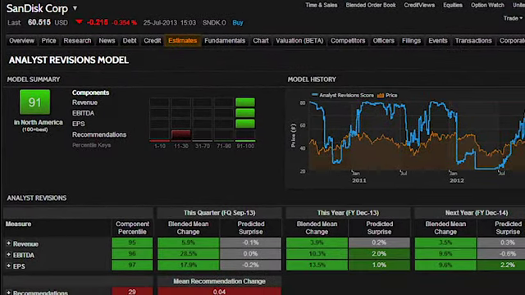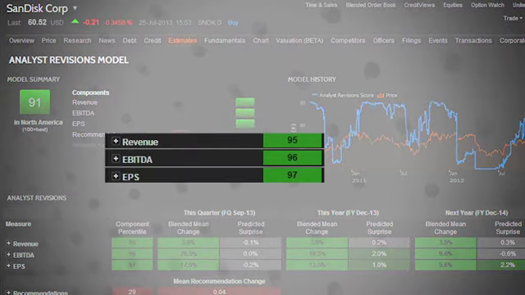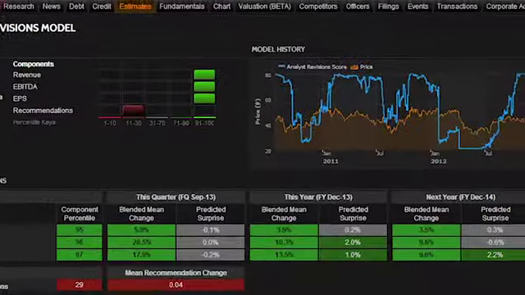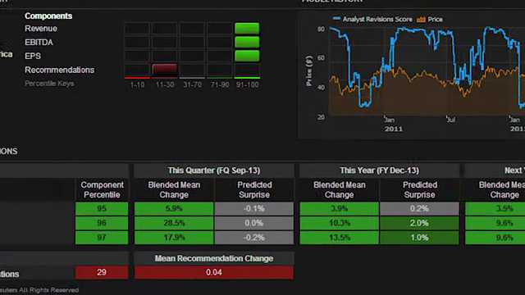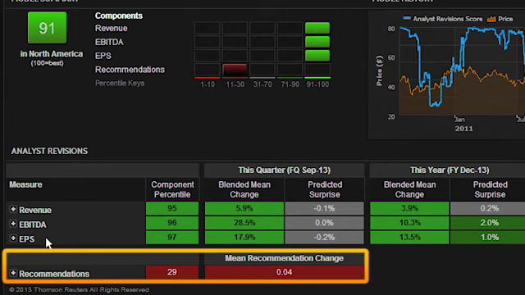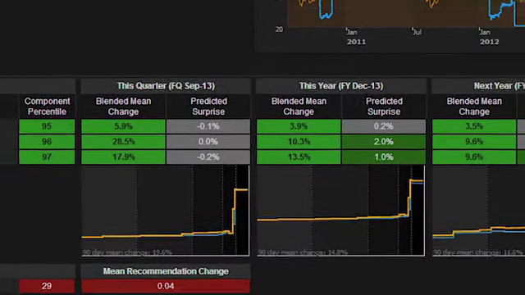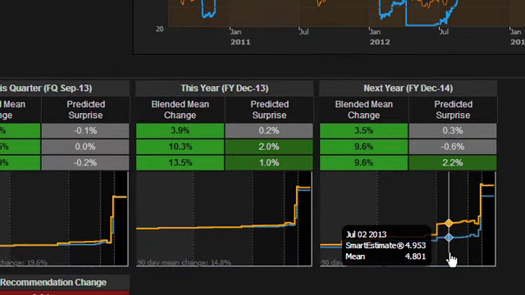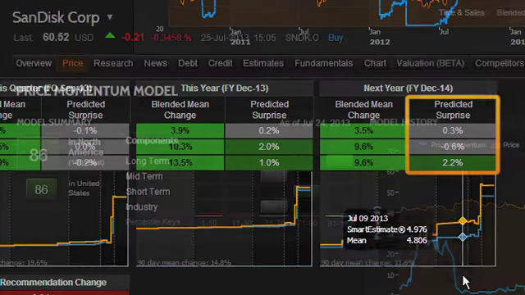We look at multiple measures of profitability, revenue, EBITDA, and earnings. We look at multiple fiscal periods. We also look at changes in recommendations. This model takes full advantage of our proprietary smart estimates, which put more weight on the recent estimates from more accurate analysts. The model also incorporates predicted surprises, which are the percentage difference between smart estimates and the consensus.